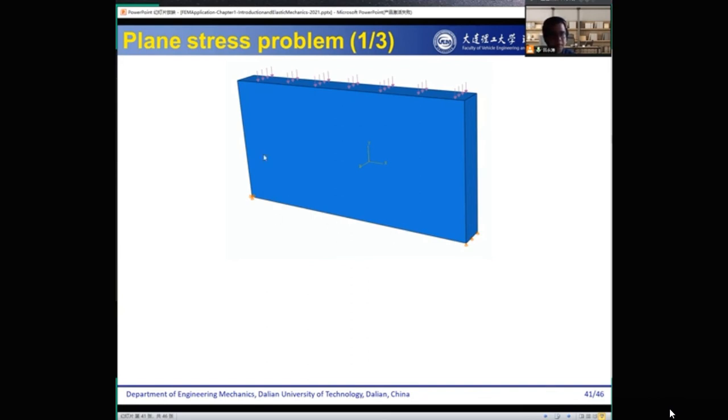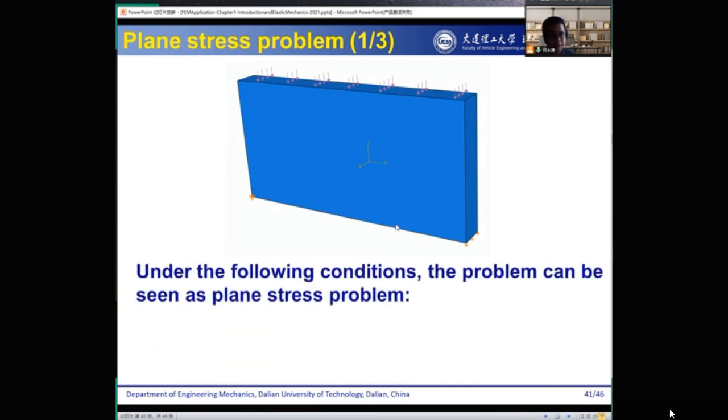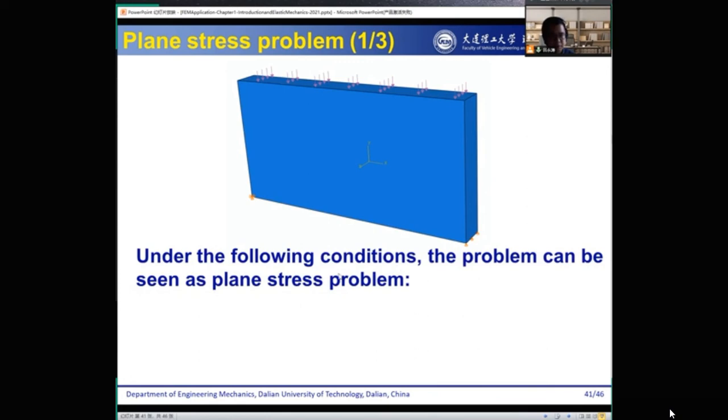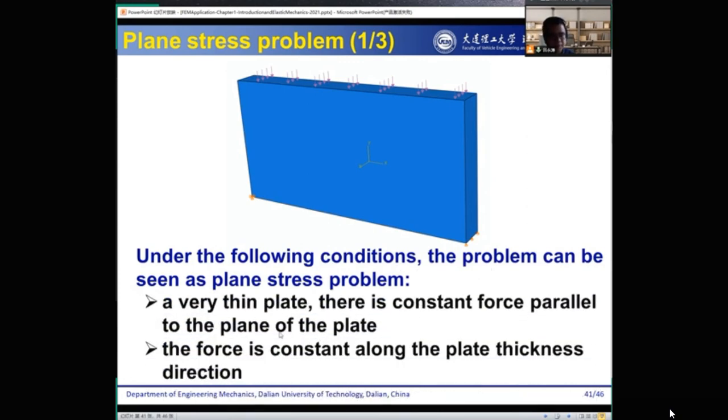So then we have the plane stress problems. What is a plane stress problem? Under the following conditions, the problem can be seen as a plane stress problem. First, it should be a very thin plane, as we show here, and there's a constant force. This arrow means the force. The forces are constant and parallel to the plane of the plate, and also constant along the thickness direction of the plate.